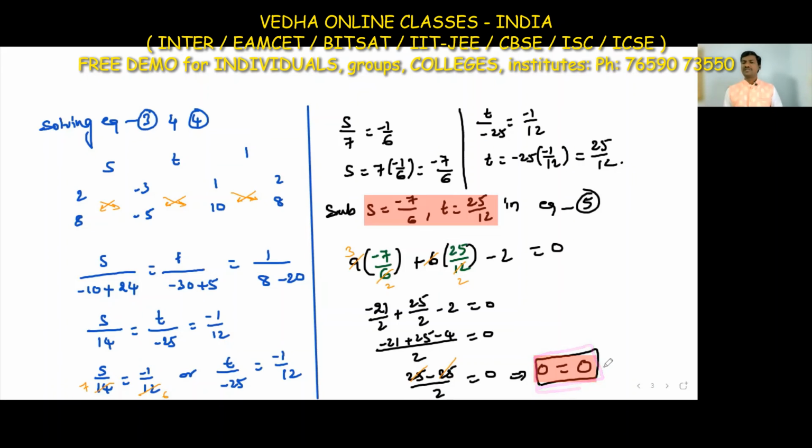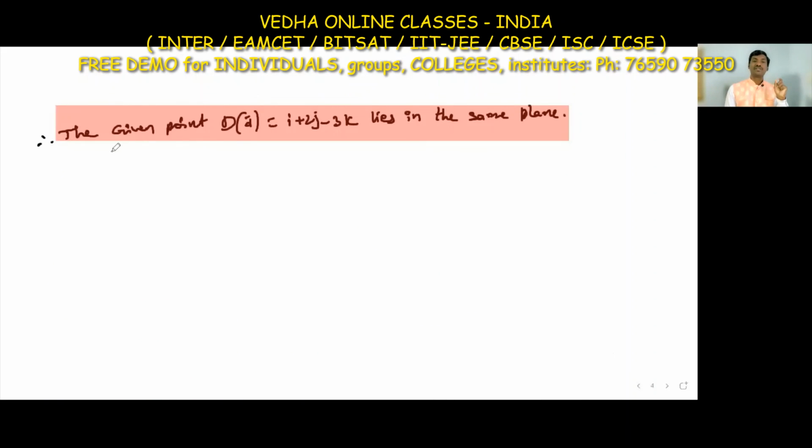0 by something is 0. So 0 equals 0. So the equation is satisfied. Therefore, the given point D, that is i plus 2j minus 3k, lies in the plane. This is the final answer.